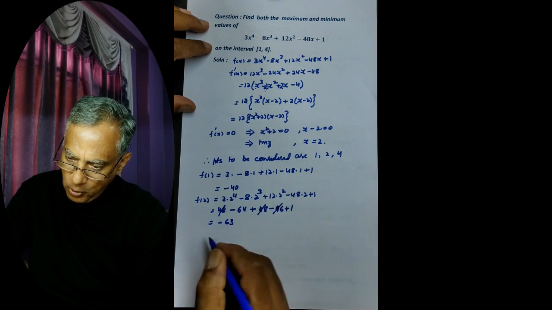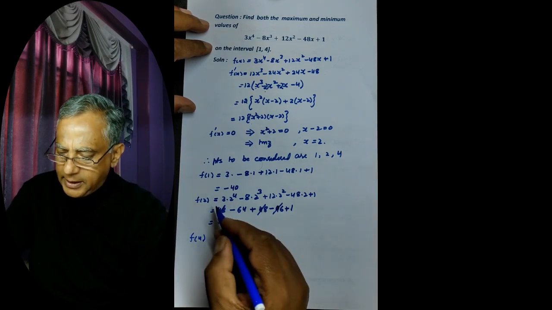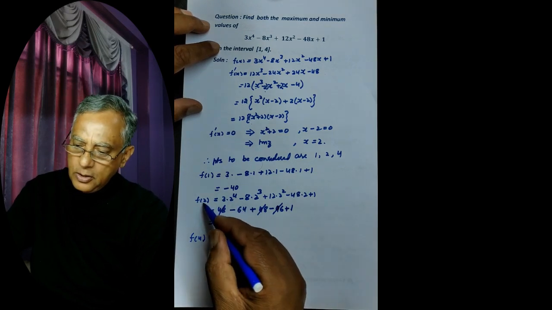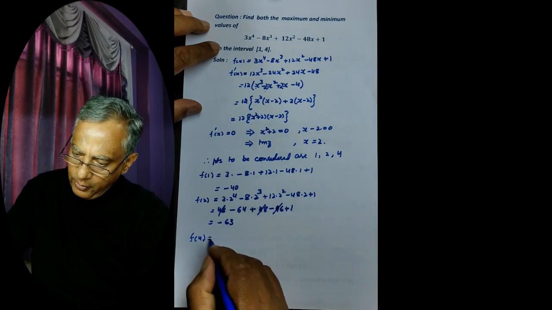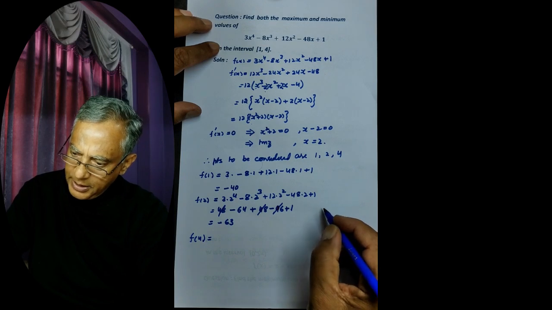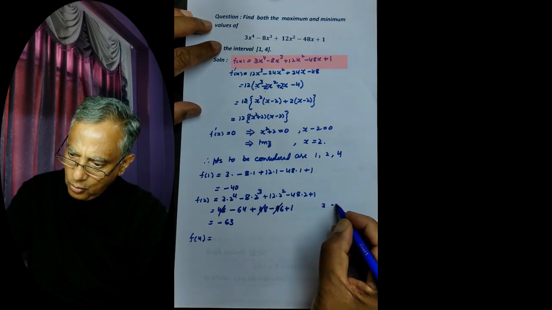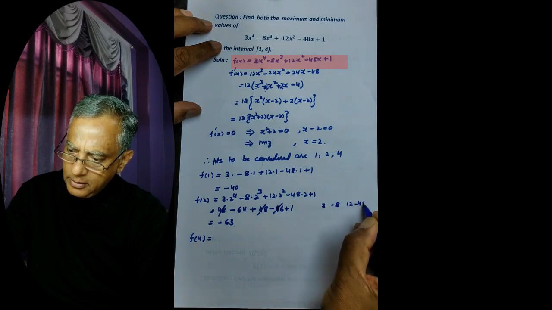And the last point is f of 4. You can also use synthetic division in finding the value of this function at the points 2 and 4. For 4 I am using synthetic division. What we do is write the coefficients of the terms, that is 3, minus 8, 12, minus 48 and 1.